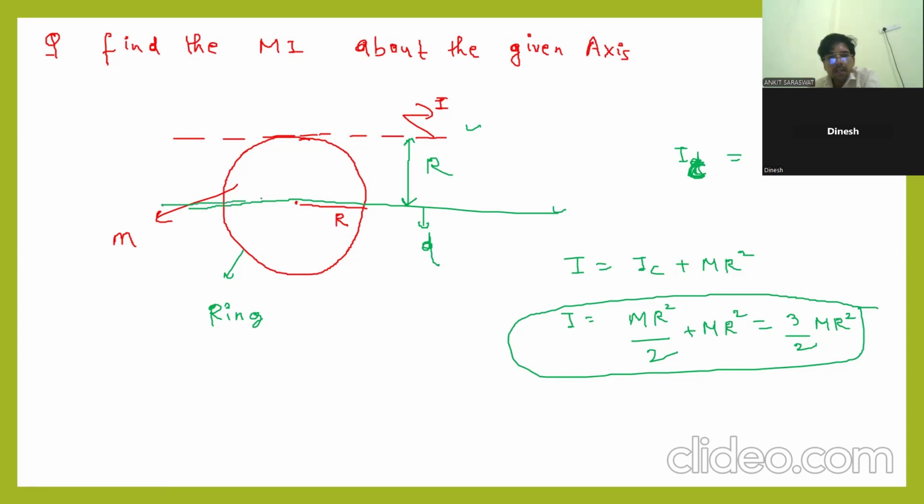I made a mistake actually, no problem. First you are learning now. When you are learning, then you will commit mistakes. This is the diameter actually, and it is passing through the center. This is the axis about which you know the moment of inertia for a ring.